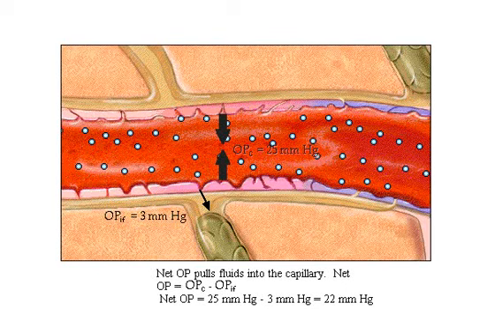Net osmotic pressure pulls fluid into the capillary. Net osmotic pressure equals the osmotic pressure in the capillary minus the osmotic pressure in the interstitial fluid. In this typical capillary, the capillary osmotic pressure of 25 millimeters of mercury minus the interstitial fluid osmotic pressure of 3 millimeters of mercury results in a net osmotic pressure of 22 millimeters of mercury.